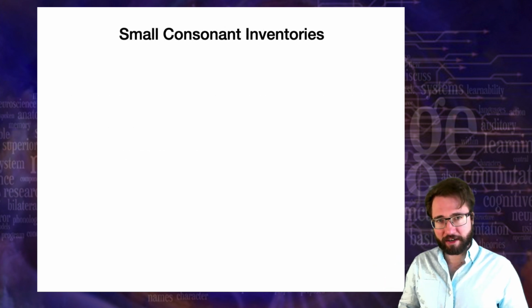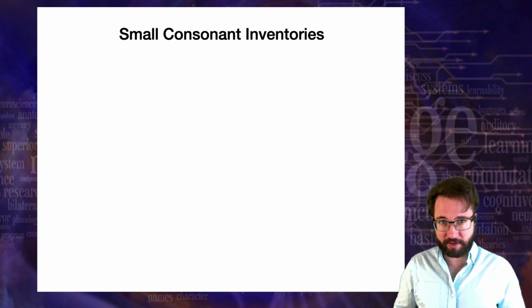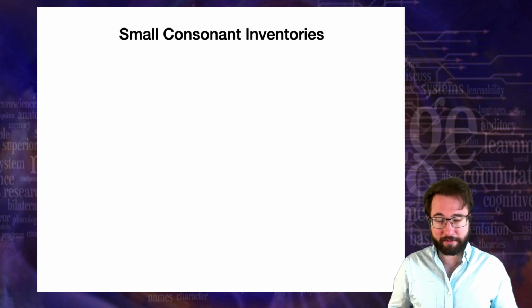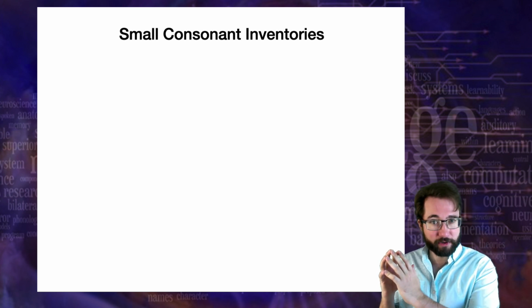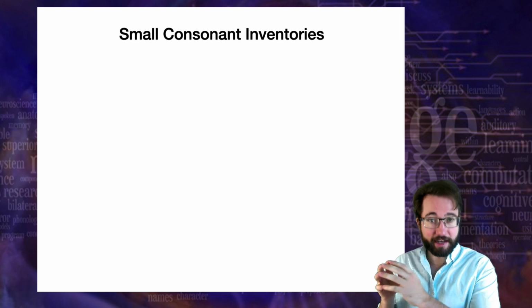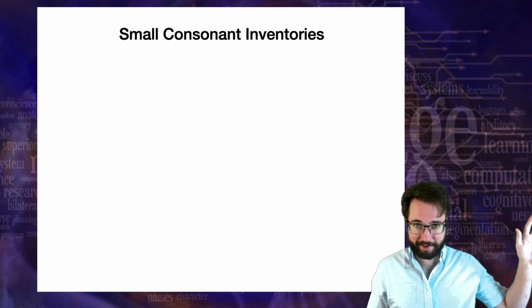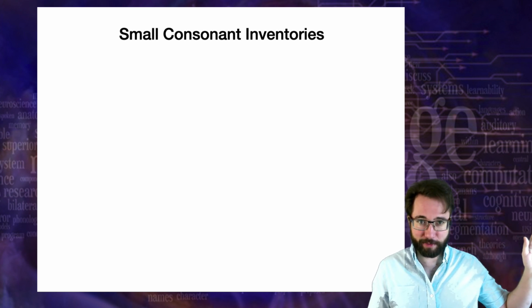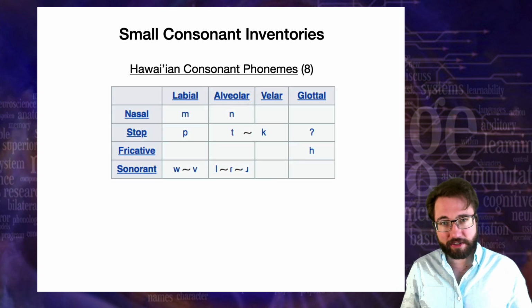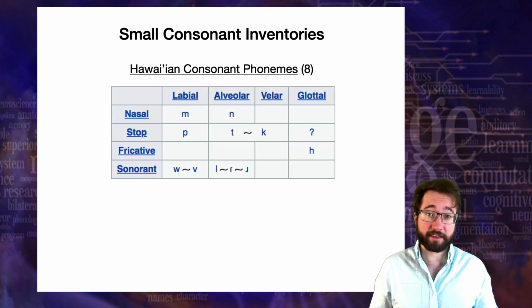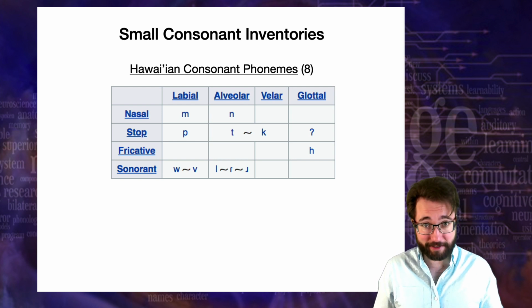But what I want to talk about now is the extremes. 15 to 30, that's average, but let's think about how low it can go. How small can your consonant inventory get in a real human language? And then we're going to look at how big a consonant inventory can get in a real human language, and the answer is quite big. So here's a language with a small consonant inventory. This is Hawaiian. It has 8 different consonant phonemes.